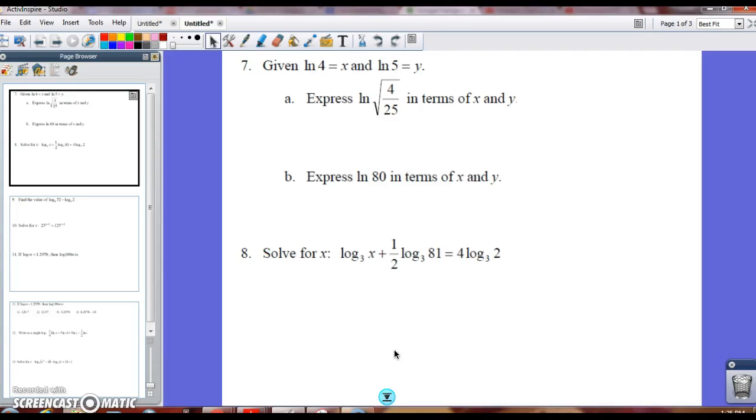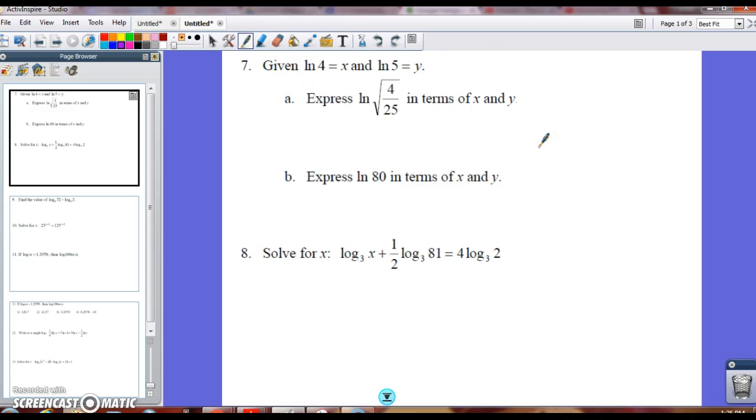Hi folks, I'm going to go through the rest of the problems that were on the review sheet and work through the solution step by step for each of the problems. We did 1 through 6 in the last video, and in this one we're going to do the remainder of the problems. So the first one we have here is problem number 7.